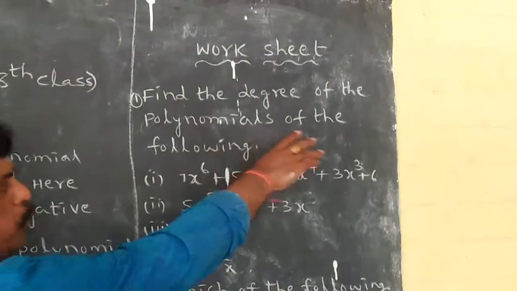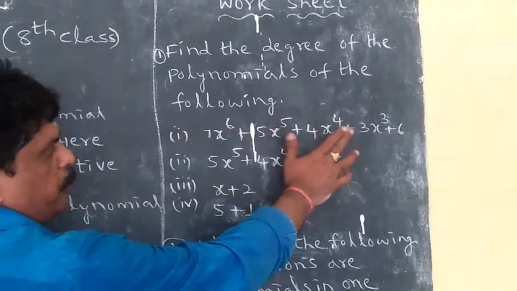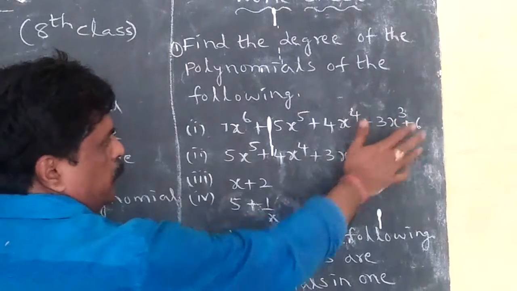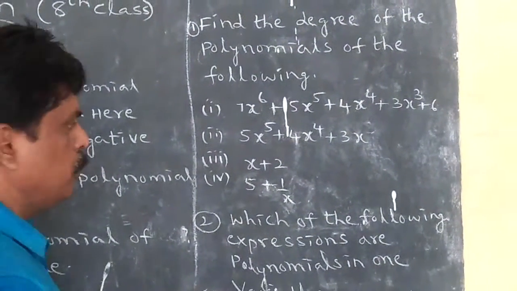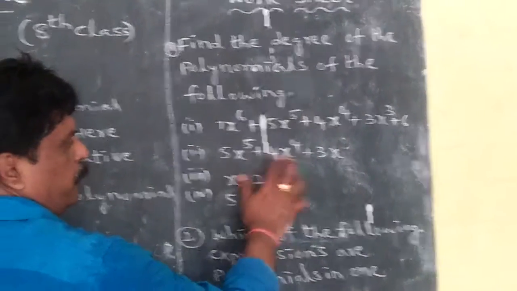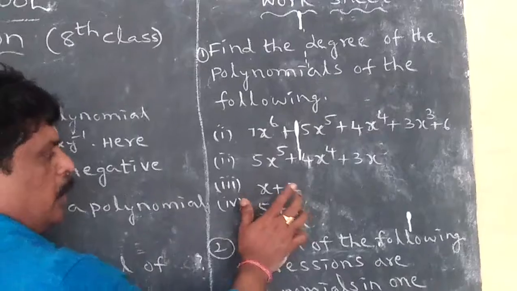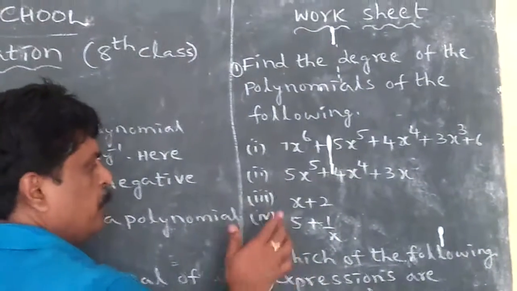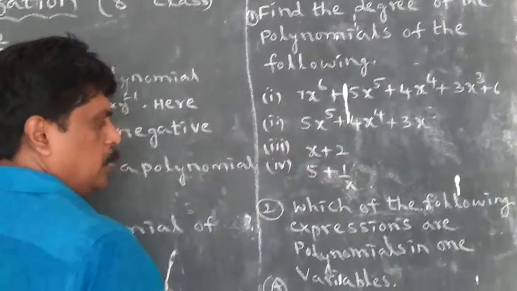I have given a worksheet for you. Find the degree of the following polynomials. First one is 7x power 6 plus 5x power 5 plus 4x power 4 plus 3x cube plus 6. I have to find the degree of the polynomial, which is the highest power. Next one: find the degree of the polynomial 5x power 5 plus 4x power 4 plus 3x. Third one: find the degree of the polynomial x plus 2. And next one: find the degree of the polynomial 5 plus 1 by x.